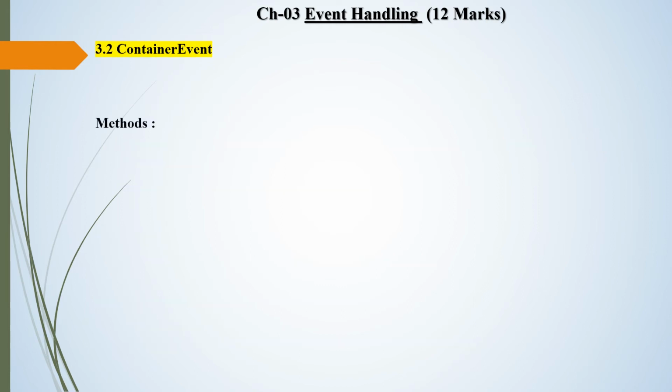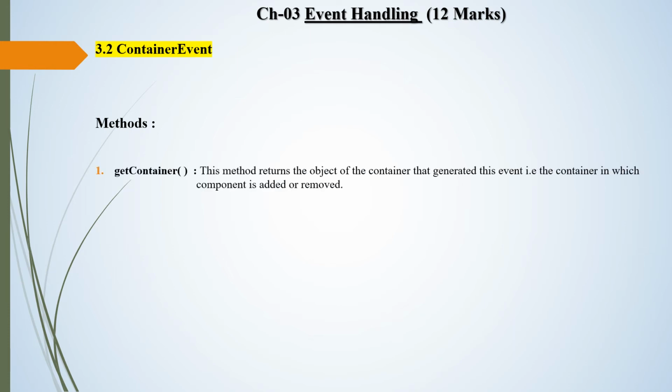Next we see the methods of the container event class. First method is getContainer. This method returns the object of the container that generates this event, that is, the container in which the component is added or removed. So if in my program f1 is the object of a frame, and in that frame I want to add one component, a label, that time this method returns the object of the frame.